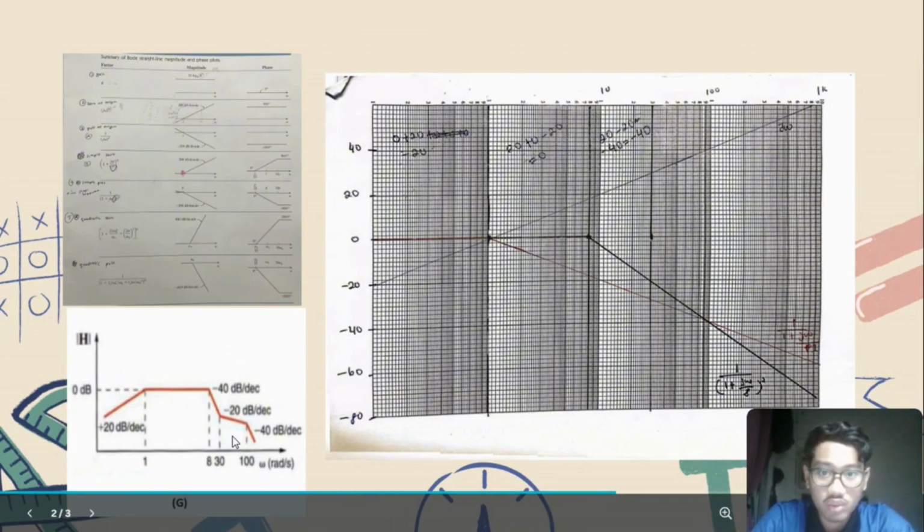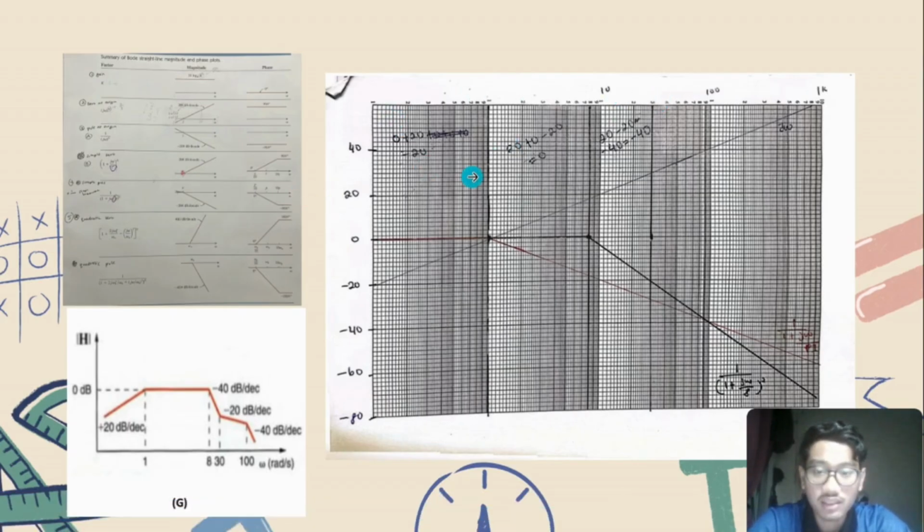Okay, first we need to know what the horizontal axis is. The horizontal axis is the angular frequency, which is omega, and the vertical axis is the decibel, dB.